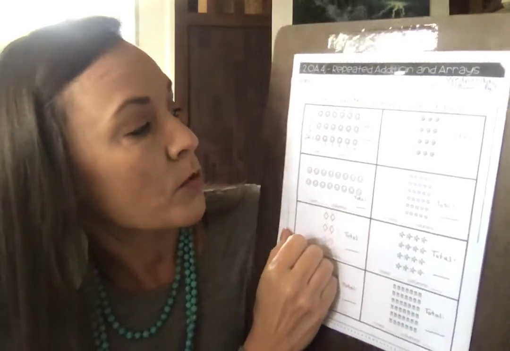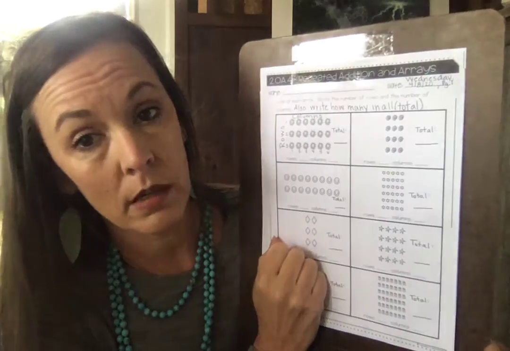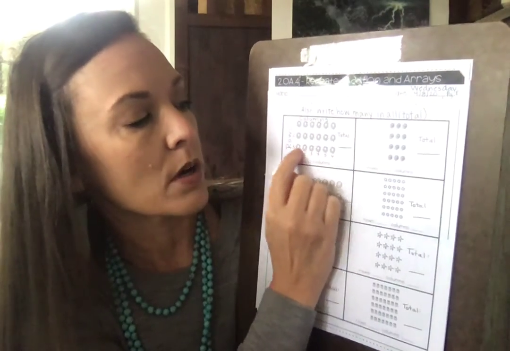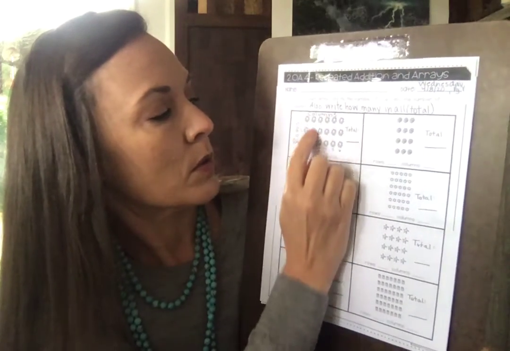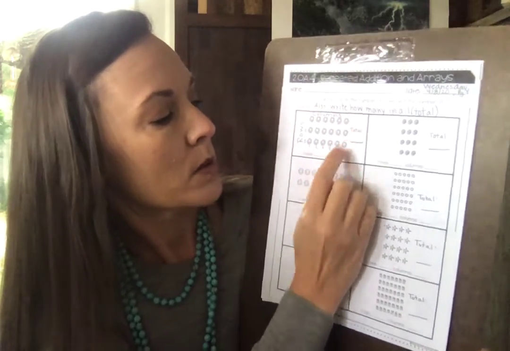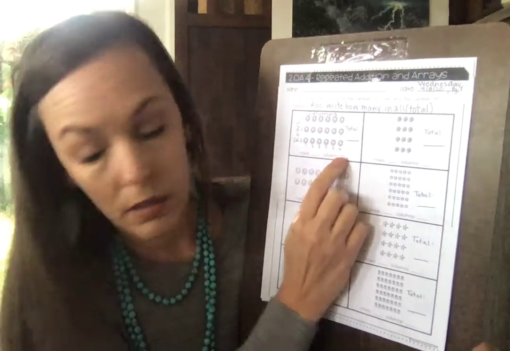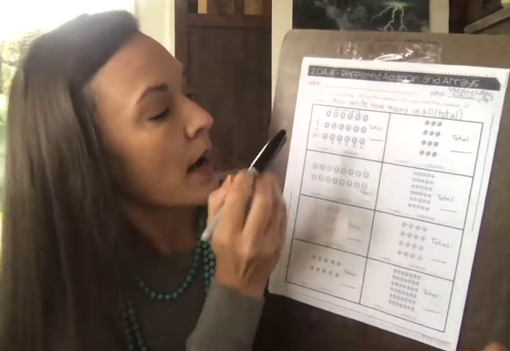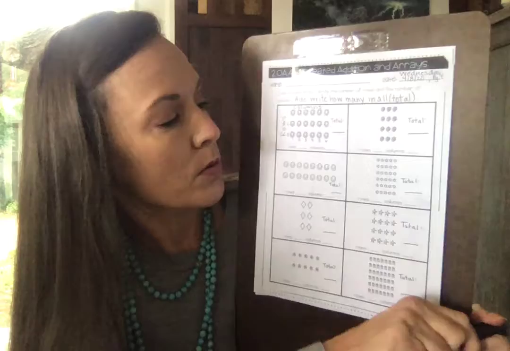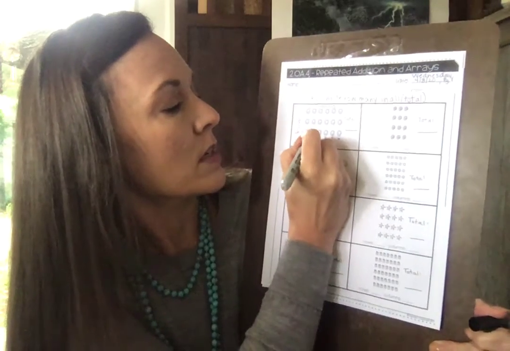We can think of arrays as having rows and columns. Rows run horizontally, or side by side, and columns go vertically, or up and down. So there's a place down here that says rows and columns. If I look closely, I'm going to see that there are 1, 2, 3 rows. So let's write a 3 where it says rows.